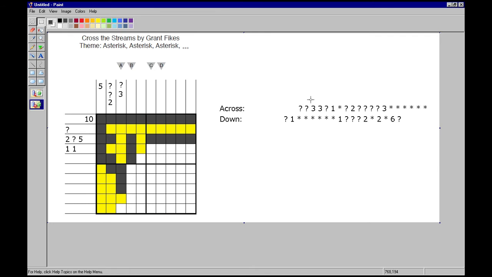Next 3 across clues are question mark, 3. Well, we can't fit question mark, 3 here. We have to have at least 1 question mark, though, or else all these will get whited out, disconnecting a region. So let's put 1 question mark there. If we put the second one there, then the 3 will be forced at the start of this row, which is no good because we have a 2 at the start of this row.